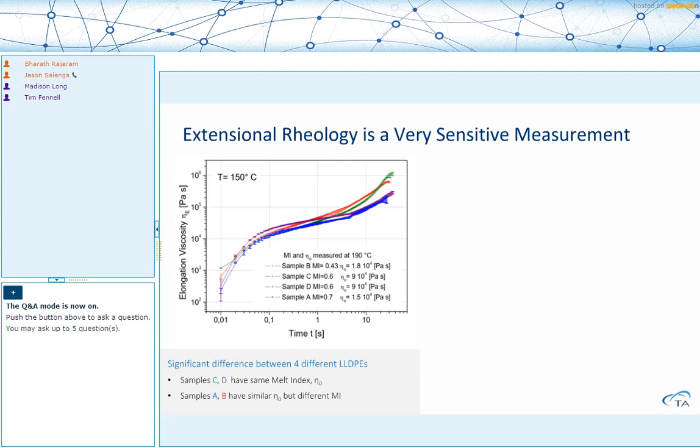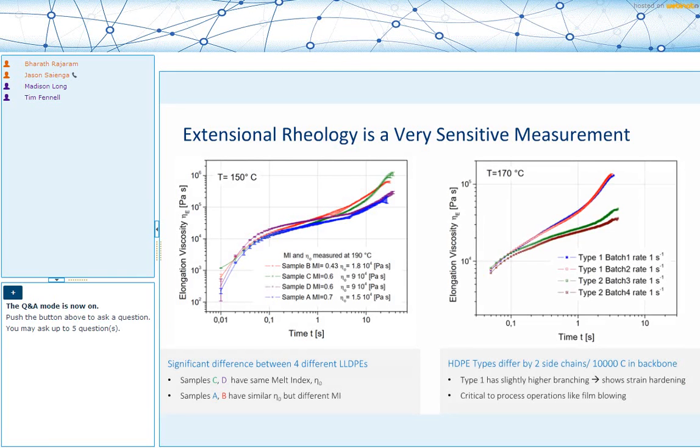So this is one example that shows the sensitivity of extensional viscosity measurements. The second example shows how sensitive it really is. And here we're looking at 2 different types of HDPEs that only differ by 2 side chains per 10,000 carbons in the backbone. So a very, very small difference. And of these two types, type 1 is the one that has those extra 2 side chains per 10,000 carbons.